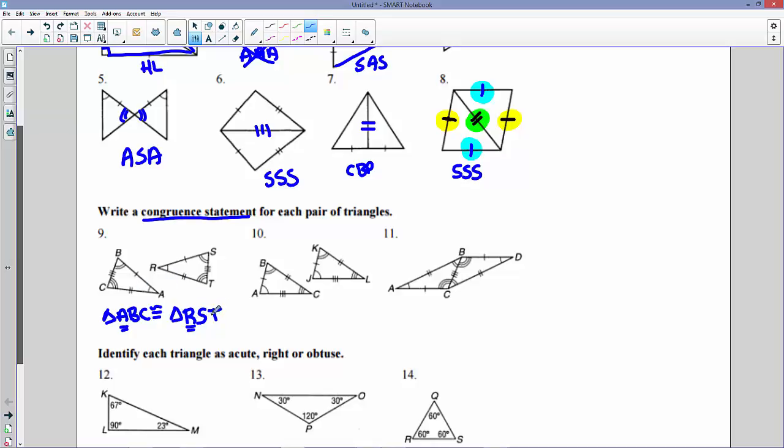Notice it's just coincidence that the second triangle is in alphabetical order. Doesn't have to be. It has to match with the congruencies. Okay, here, triangle ABC. First one is always alphabetical order.